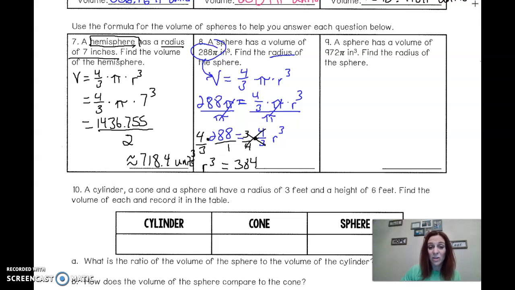Okay, now how do we undo this cube here? We take the cube root. Now calculators all do it differently. I don't even know if this calculator has it.